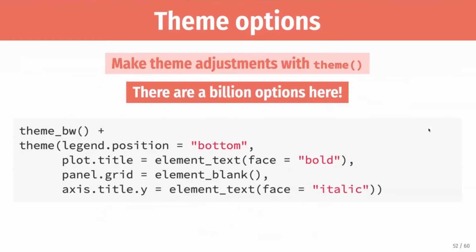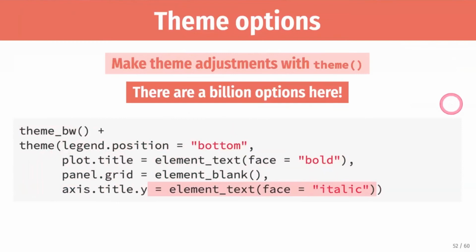There's also different ways of targeting specific theme elements. So if you use like theme black and white, that's a whole bunch of built-in stuff. But then you can also control specific fiddly things, like the exact position of the legend. You can make the plot title be bold. You can get rid of the grid. You can make just the y-axis title be italic. You can target all sorts of little tiny parts of the plot using this theme function. And we'll show that in a little bit as well.